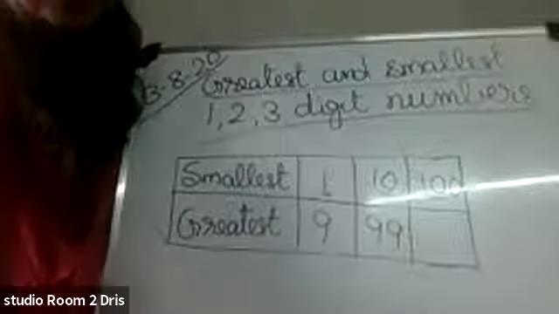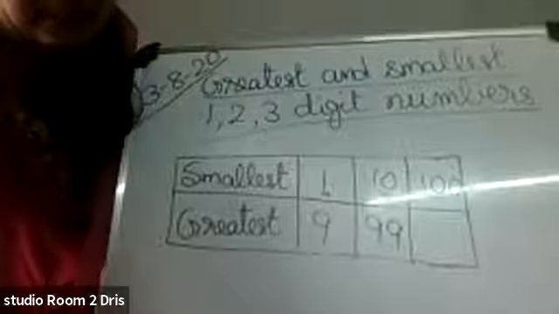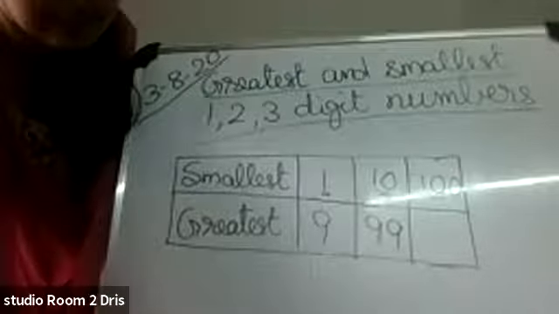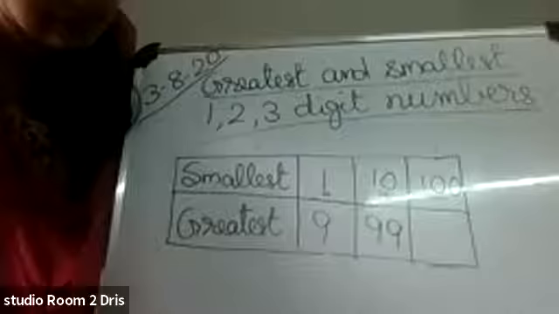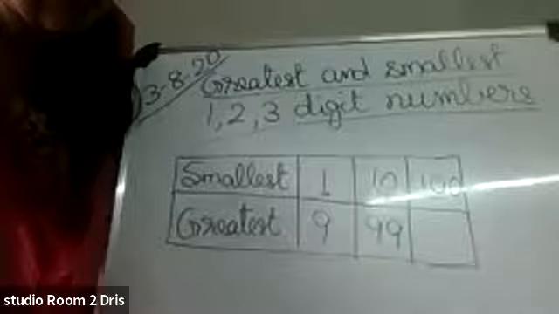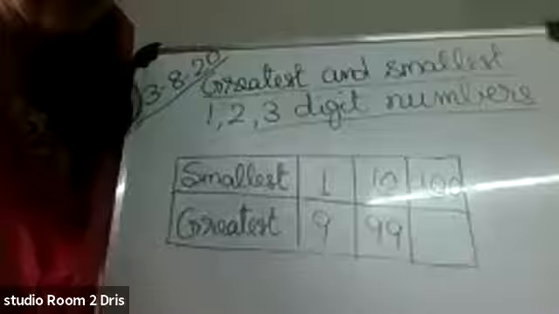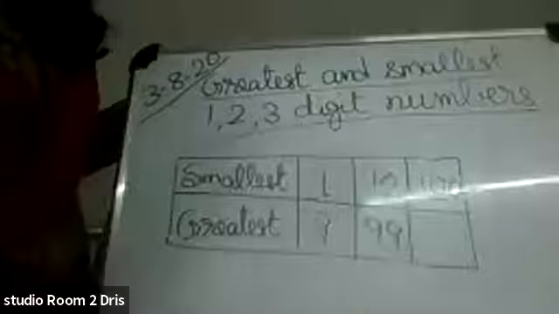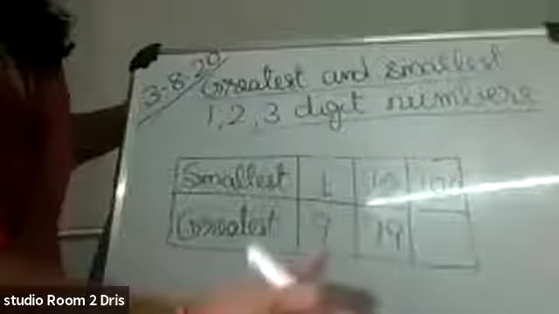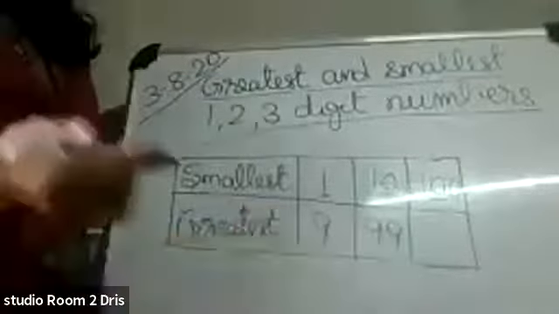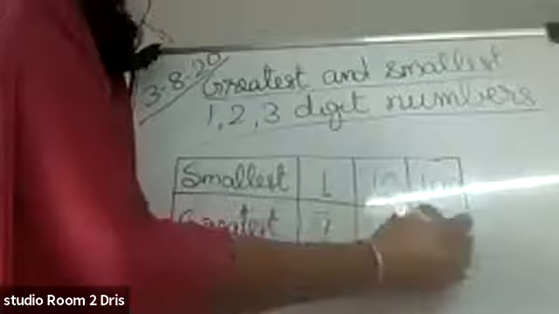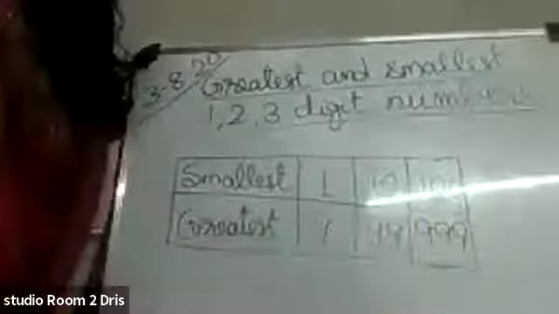Abel, unmute fast. What is the greatest three-digit number, Abel? 99. No. How many nines will come? Three 9s. Okay, good. Greatest three-digit number, 3 9s.